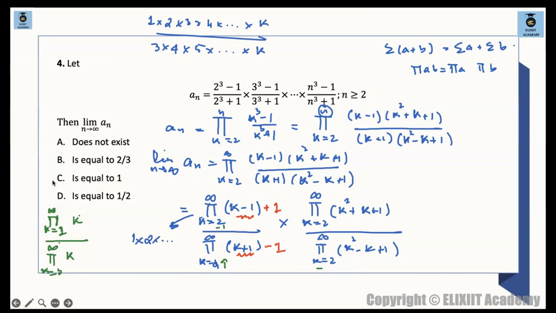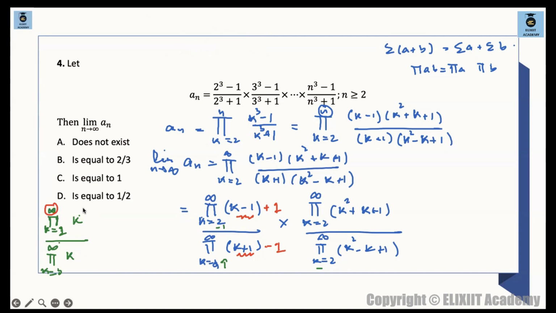The only question you people can ask is, sir, why aren't we changing the upper limit? Why only the lower limit? The upper limit should be changed as well. But the upper limit is infinity. Infinity minus 1 is still infinity only. So this will not make much difference. If the summation was finite, then you would have done this thing.